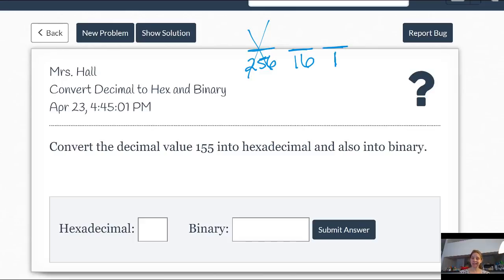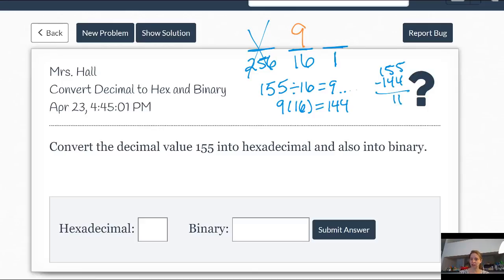Now we've got to figure out how many 16s are there in 155. So the math I'm going to do is I'm going to take 155 divided by 16, and you get 9 something. So I know I need 9 16s. Let's calculate. 9 times 16 is 144. My goal is 155 minus, I've already represented 144. I need to represent 11 in the ones place value. Can't just put 11 in there, that's 2 digits.